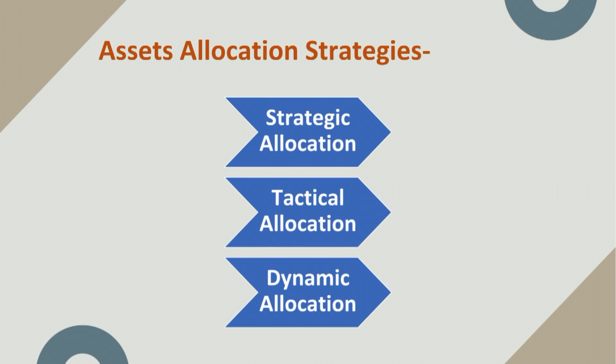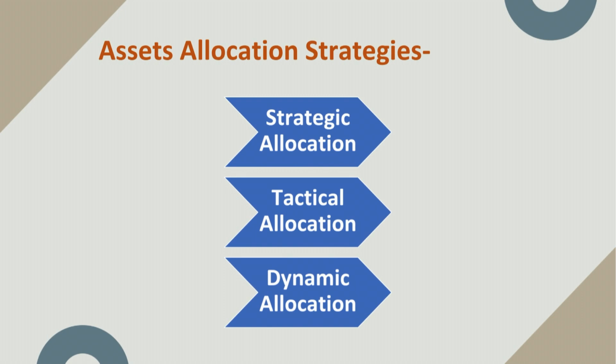What are the major asset allocation strategies? There are three types of asset allocation strategy. First is strategic allocation. The primary goal of strategic asset allocation is to create an asset mix that seeks to provide the optimal balance between expected risk and return for a long-term investment horizon. This is called strategic allocation.